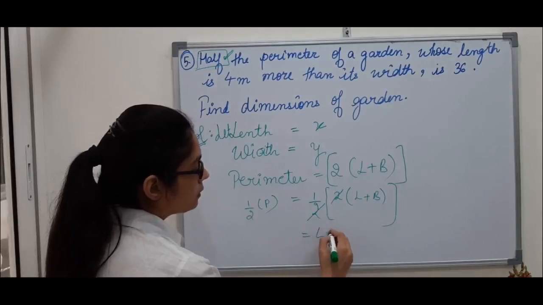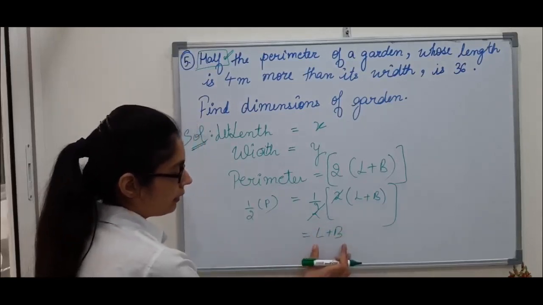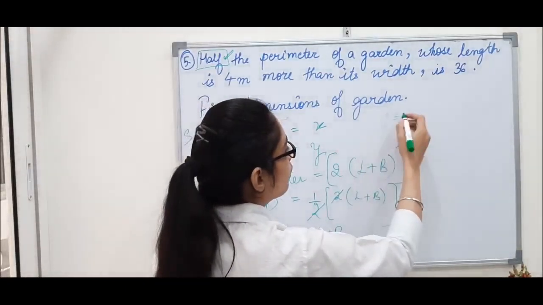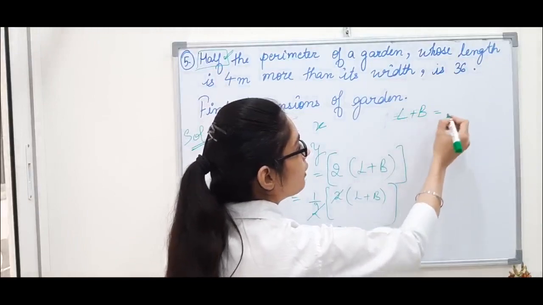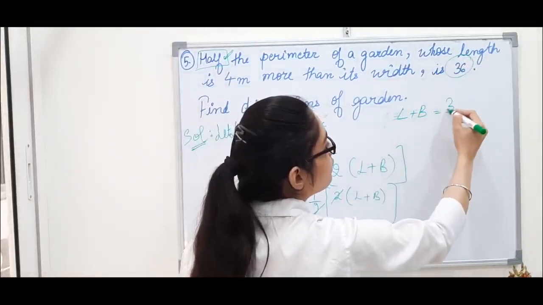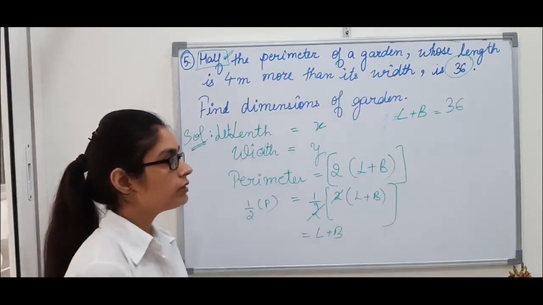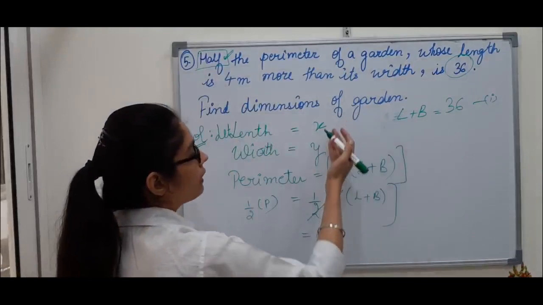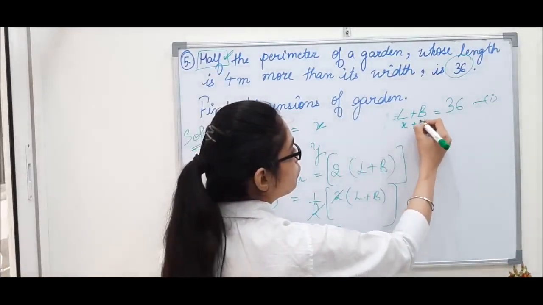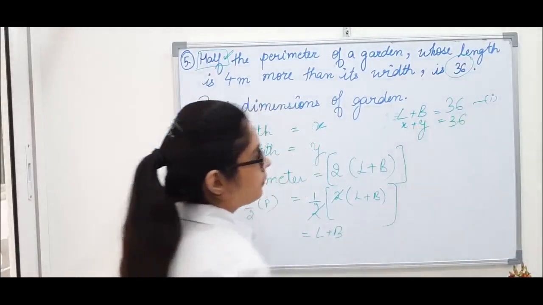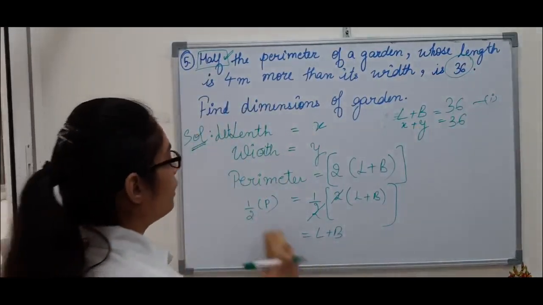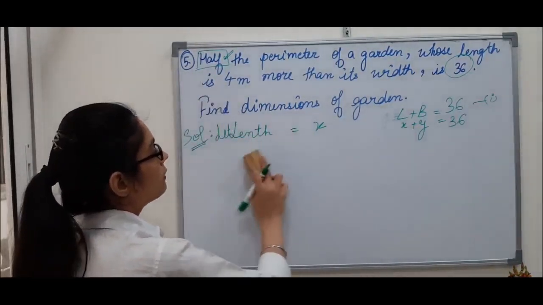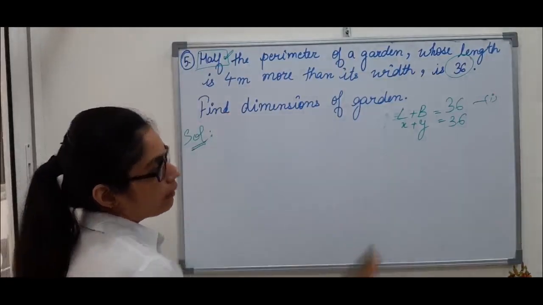So I got L plus B. This is half the perimeter of the rectangle, and this thing is equal to 36. So here I got my first equation, but I will write L and B in terms of x and y. So I will write x plus y is equal to 36. So I got my first equation. Now let's find out the second equation. If you want, you can make a note side by side.